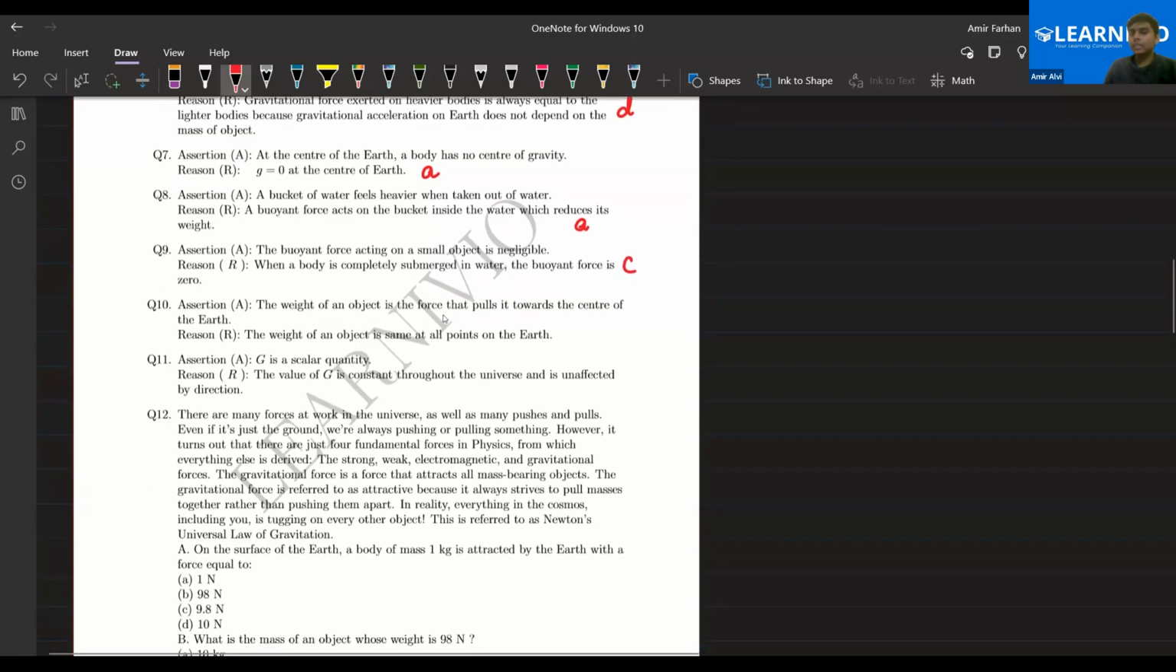The weight of an object is the force that pulls it towards the center of Earth. The weight of an object is the same at all points on Earth. This is false, obviously. Weight is not the same.